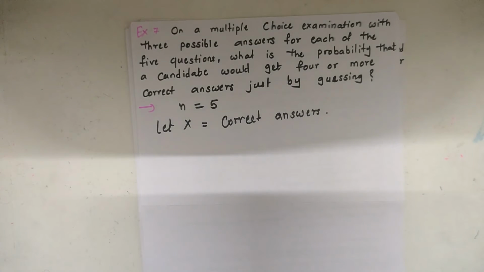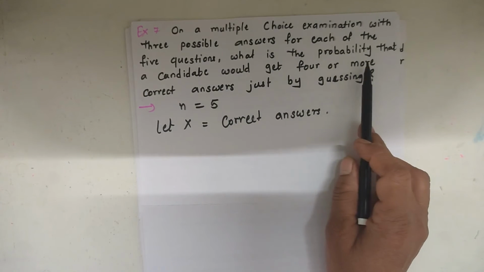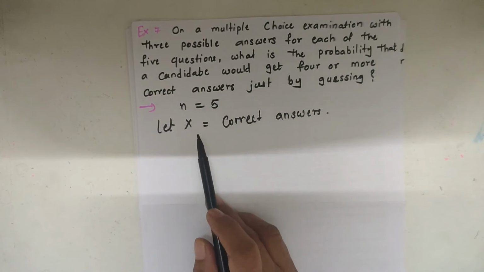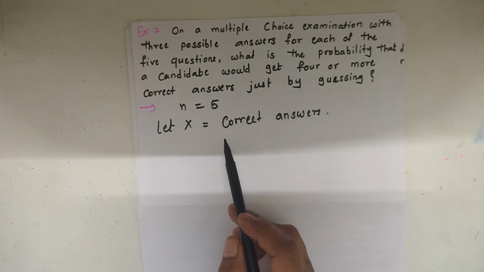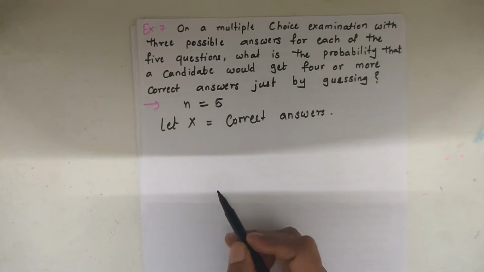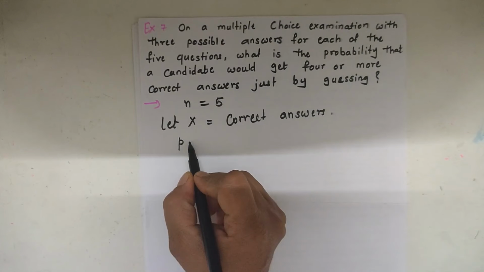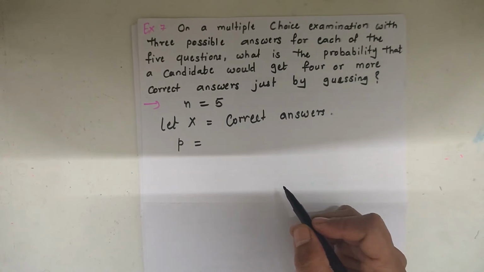Correct answers. Because we have to find the probability of 4 or more correct answers, here we consider x is equal to the number of correct answers. The next term is the probability of success. Probability of success means probability for a single trial.